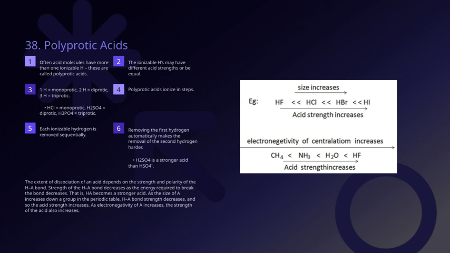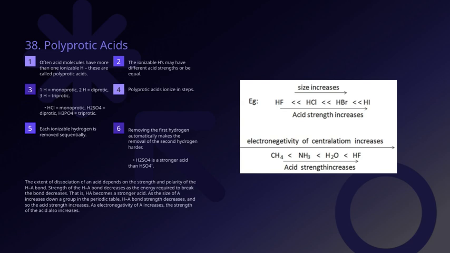The extent of dissociation of an acid depends largely on the strength and polarity of the H-A bond. As the energy required to break the H-A bond decreases, the bond becomes weaker, and the acid becomes stronger. Think of it this way. If the bond is weaker, it's easier for the hydrogen to leave, making the acid more potent.